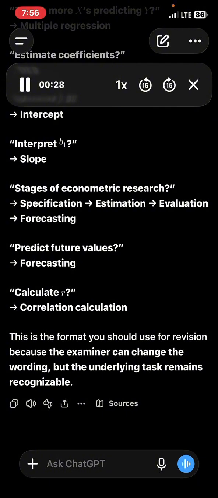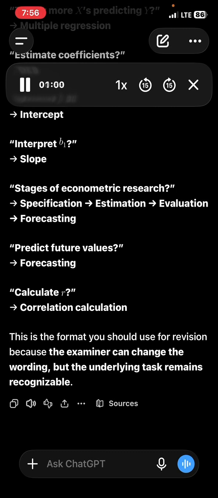1. Theoretical econometrics. If the question says, define theoretical econometrics or distinguish theoretical from applied econometrics. Answer. Theoretical econometrics deals with developing econometric methods and techniques for measuring economic relationships. 2. Applied econometrics. If the question says, define applied econometrics or ask about the practical application of econometrics. Answer. Applied econometrics is the application of econometric methods to real economic problems using economic data.